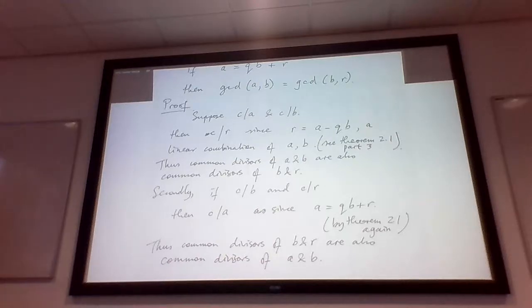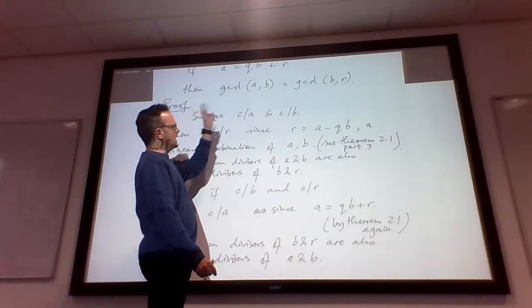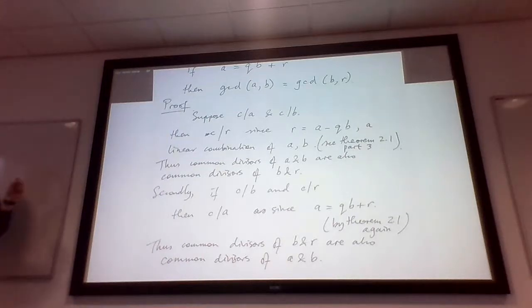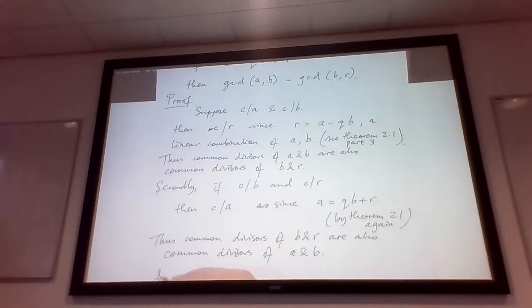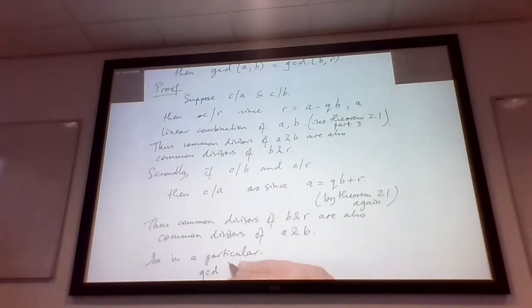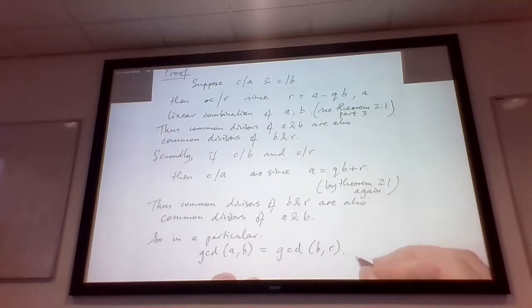So what have we showed there? We've showed that the pair A and B has precisely the same common divisors as the pair B and R. Okay? The same numbers divide both pairs. So in particular, the one we're really interested in, the greatest common divisor of A and B is the greatest common divisor of B and R. Agreed? It's the end of the proof. Okay.